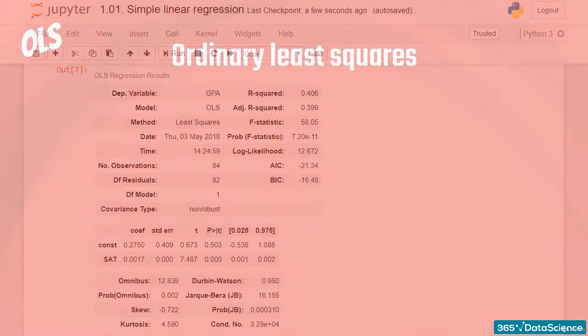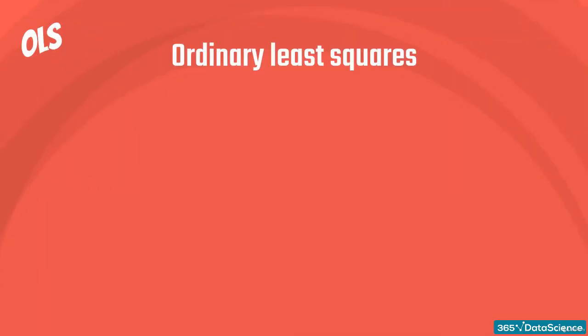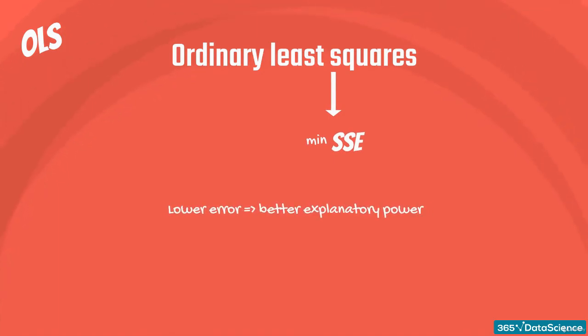OLS, or the ordinary least squares, is the most common method to estimate the linear regression equation. Least squares stands for the minimum squares error, or SSE. You may recall that a lower error results in a better explanatory power of the regression model. So, this method aims to find the line which minimizes the sum of the squared errors.